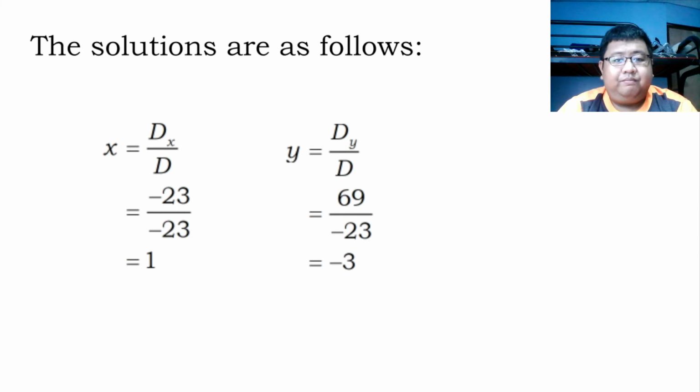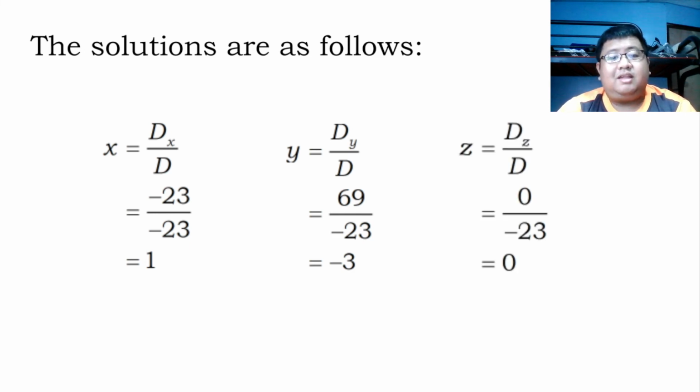For y, you have obtained 69 for your dy. You have negative 23 as your d. 69 divided by negative 23 is negative 3. And for z, dz divided by d. 0 over negative 23. That's equal to 0. Eh sir, akala ko ba division by 0 is undefined?